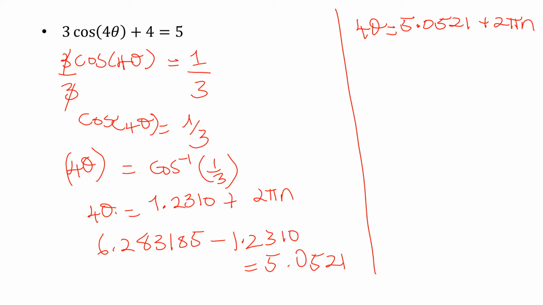Now we are going to divide by 4 in both equations. So the first one gives theta equals 0.3078 plus pi n on 2, and the second one, when you divide by 4, gives theta equals 1.2630 plus pi n on 2.